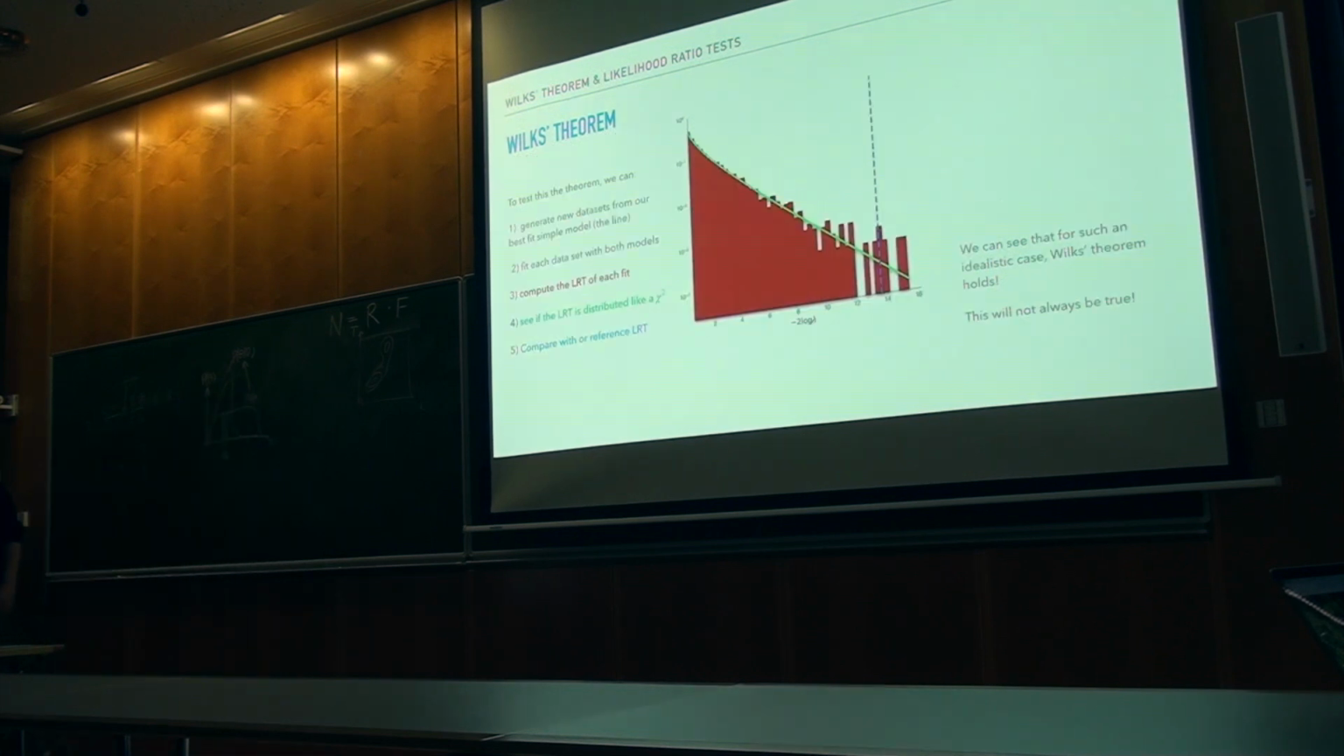Okay. To test this, we can profile the likelihood. What I want to do is generate new data sets from the best fit of the simple model, the simple hypothesis. I generate new data sets using those best fit parameters from the likelihood. In this case, it was a Gaussian. I create a whole bunch of new data sets from the simple model, and I fit each of those data sets with both the complex or composite hypothesis and the simple hypothesis, and I compute the likelihood ratio with each one of those fits.